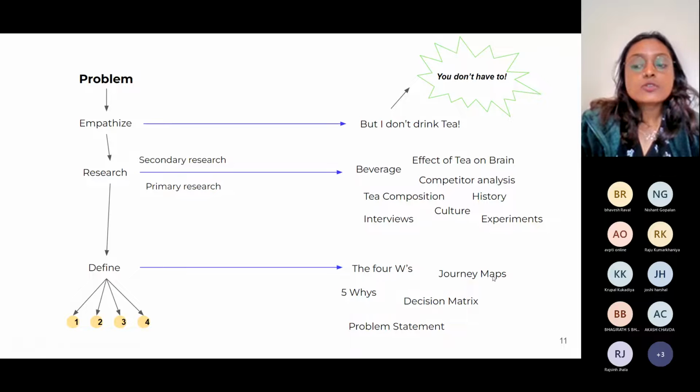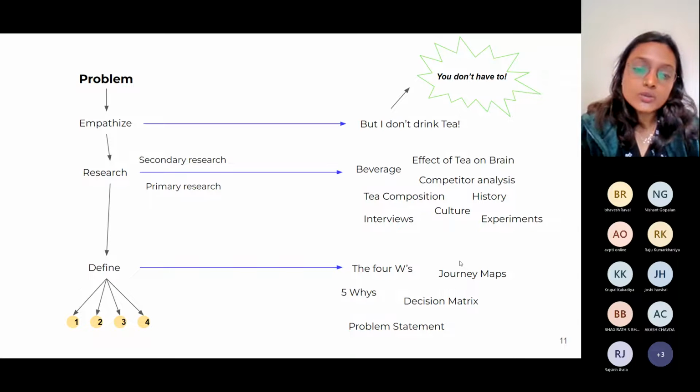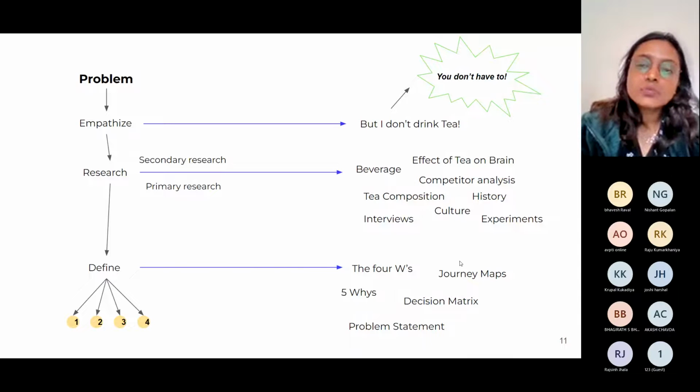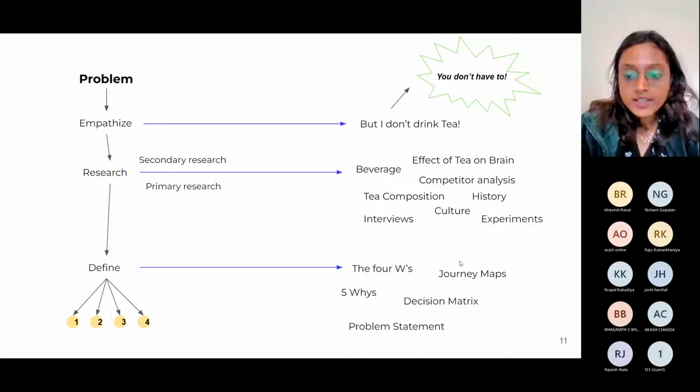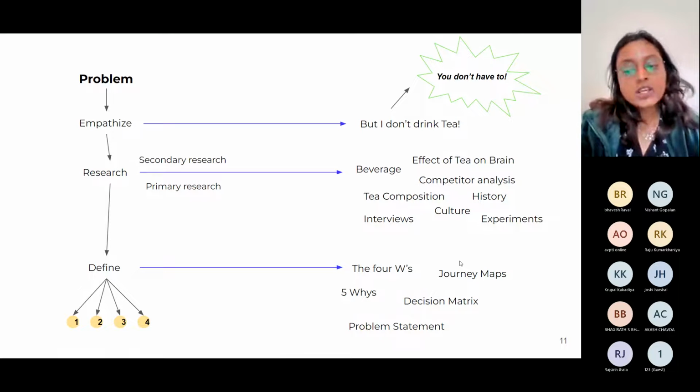And then we define. For definition, we use certain tools. These tools are actually what I want to introduce to you guys, because you may not be able to use all the tools or all the parts of the process, but if you can try to use a few of these tools in your own projects, it would be really useful for you. It will give you quick insights into how to pick a problem and how to make sure that you have the right problem. So there are the 4Ws, the 5 Ys, the decision matrix, the problem statement, and journey maps. I'm going to give some examples of this so that we understand them better.